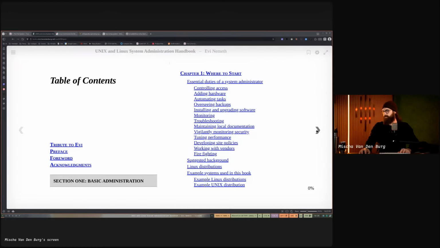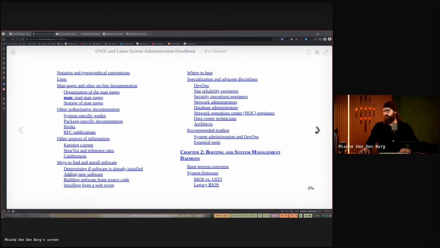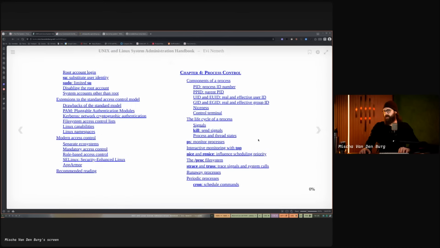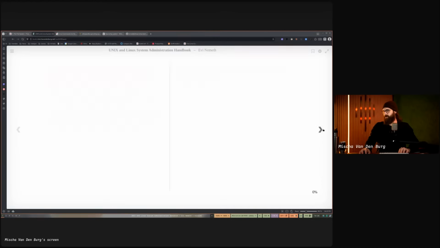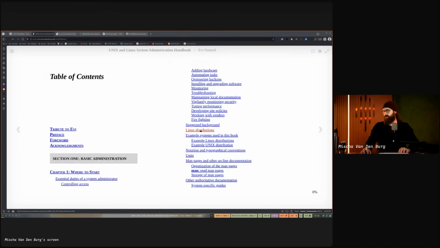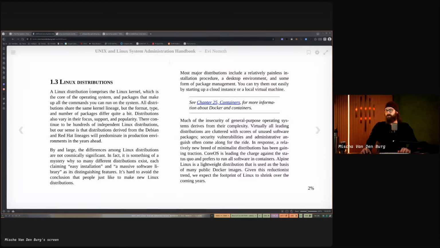Let's see. Linux distribution. So there's a table of contents, and as you see, it is massive. This book contains basically everything you need to know. But here is the Linux distribution section. Okay, so let's read that. A Linux distribution comprises the Linux kernel, which is the core of the operating system, and packages that make up all the commands you can run on the system. All distributions share the same kernel lineage, but the format, type, and number of packages differ quite a bit.